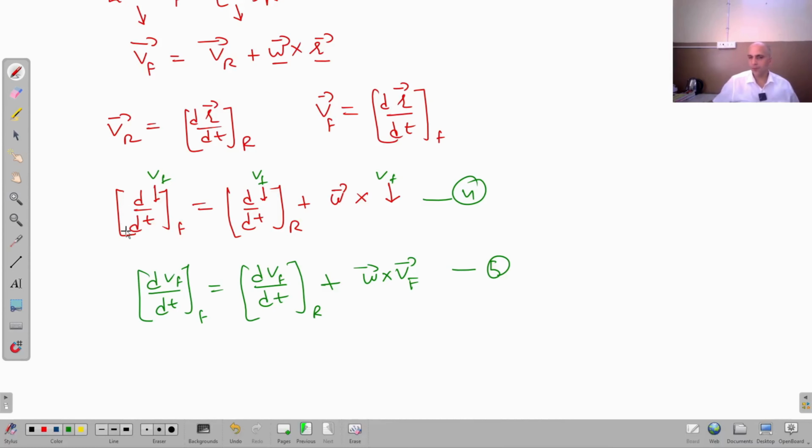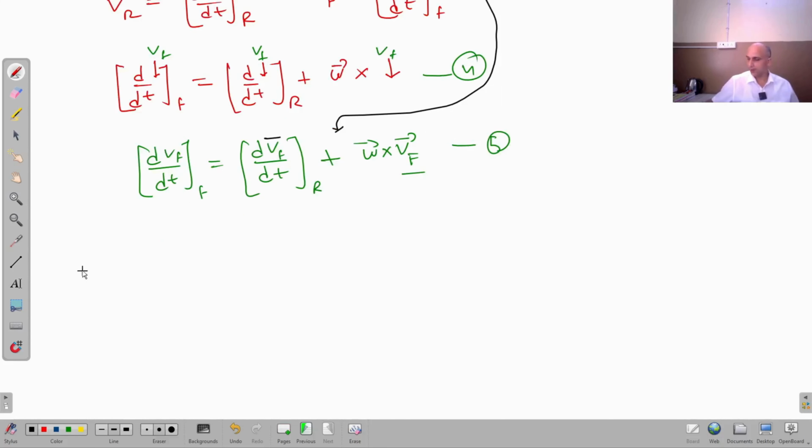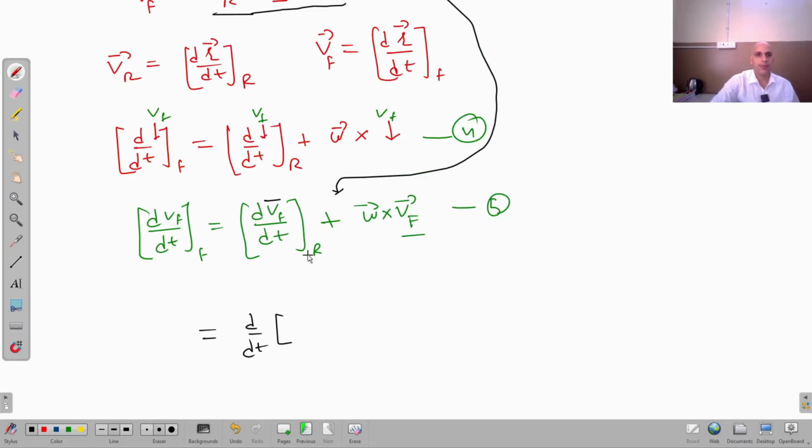So in the next step, I'm going to put the value of B f in the right hand side only, because the right hand side deals with the rotating frame and this deals with the fixed frame. So I have to replace B f with B r and this factor. So if I put this value here in the right hand side, then what will I get? I will get this is equal to d/dt of B f, meaning B r plus omega cross R.